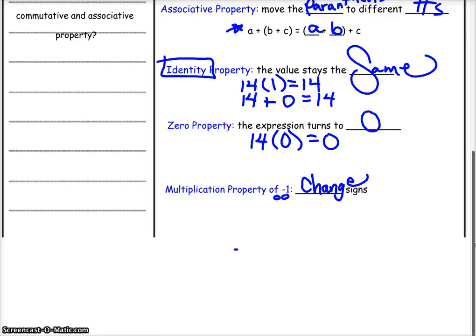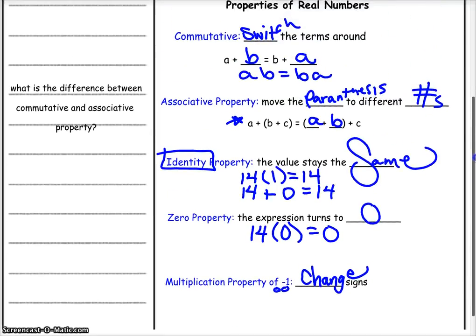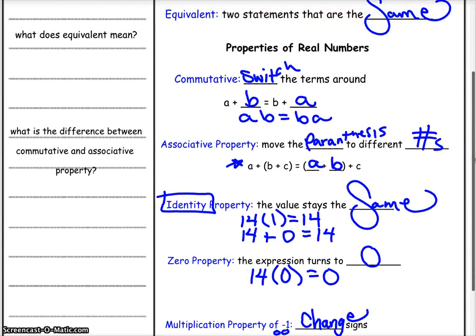Okay. So this is our learning target. We need to know all these properties. How many do I have? I have commutative, associative, identity, zero, and the last one we don't apply that much. So it's really 4 main properties that you have to identify today. Commutative, flip. Associative, new numbers in your group. Identity, you stay the same. Zero, everything turns to 0.